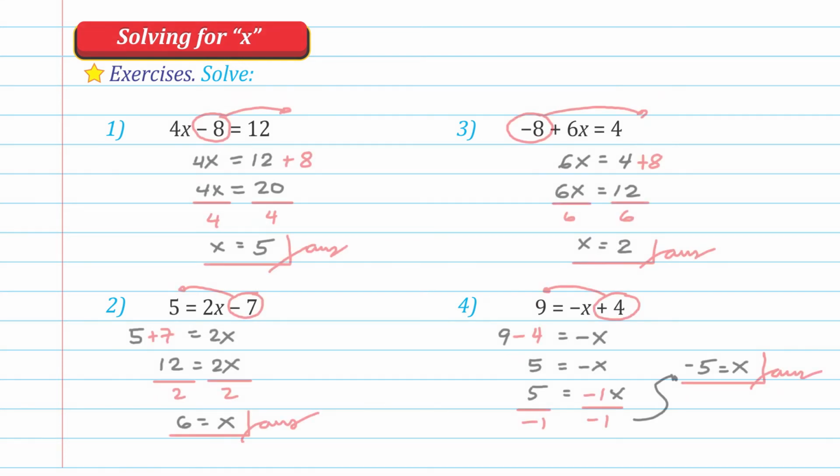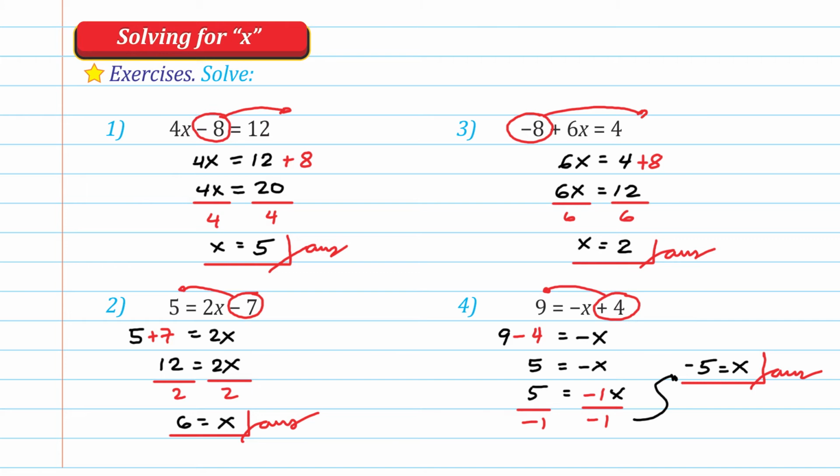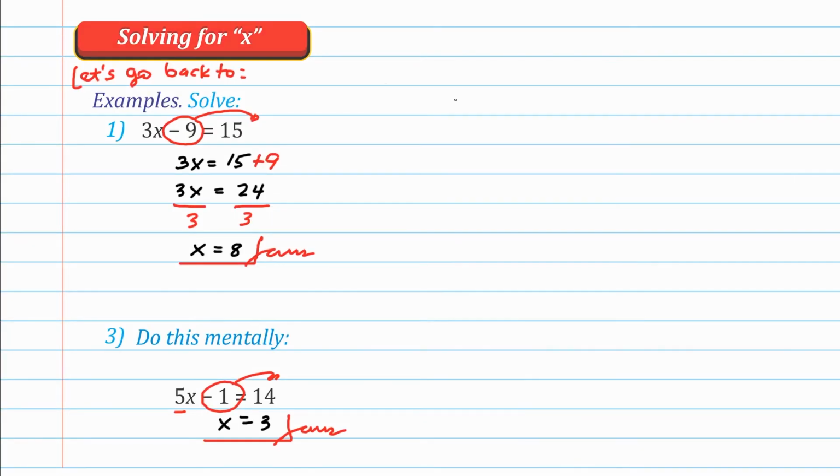Here are the answers. You may have used a different method, but we should have the same answer. Ano, gets niyo ba? Let me show you another way of solving these types of equations. Let's go back to example number 1. So we're trying to solve 3x minus 9 is equal to 15.